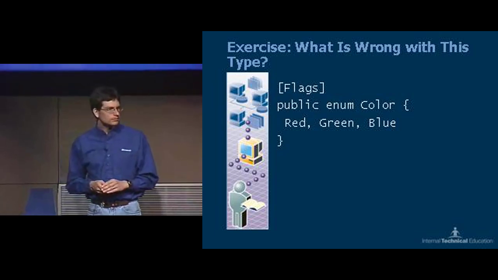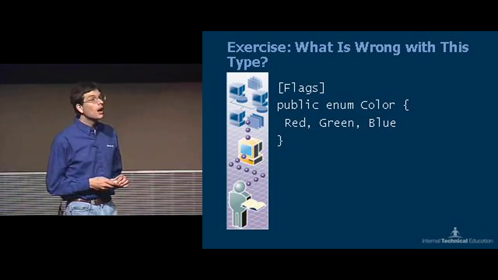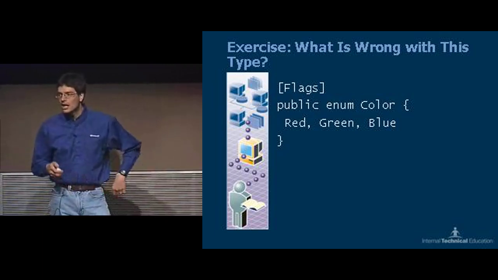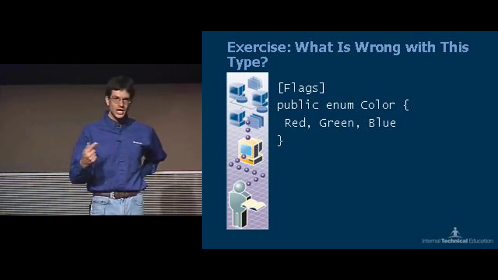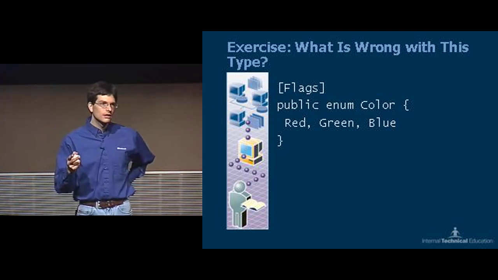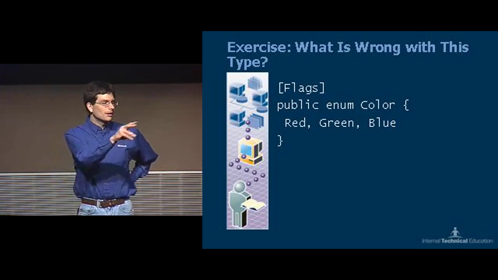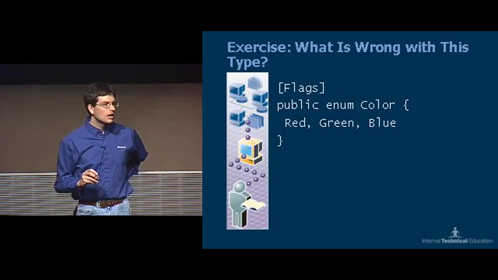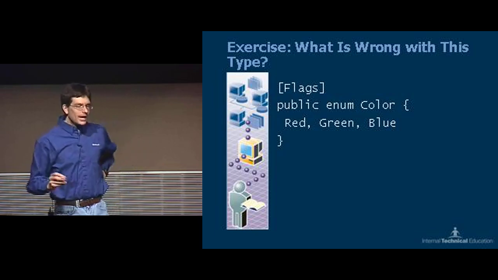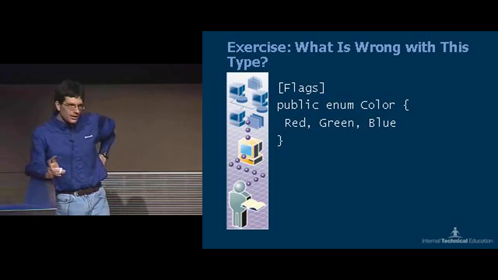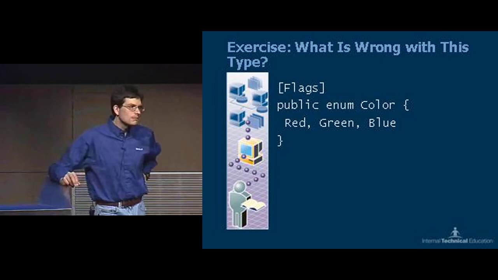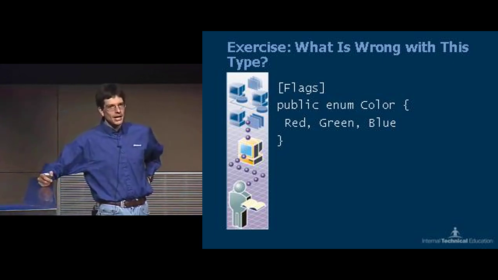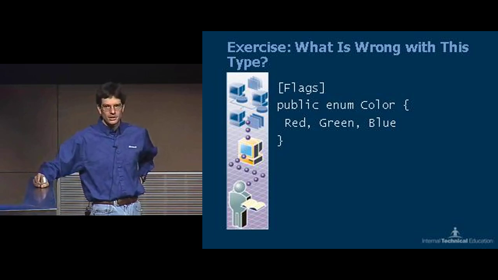Is it color or colors? Okay, good question. How do you know which it is? Yeah, but how do you know? It's not returning many. We talked about the returning many or not thing in terms of property and method names. That's true, but in terms of type names, or enum names in particular, it's a little different.